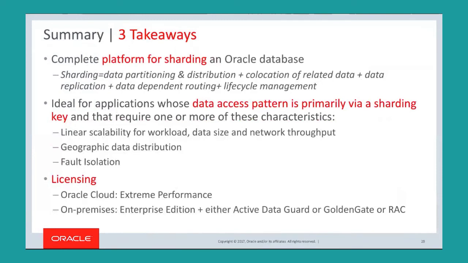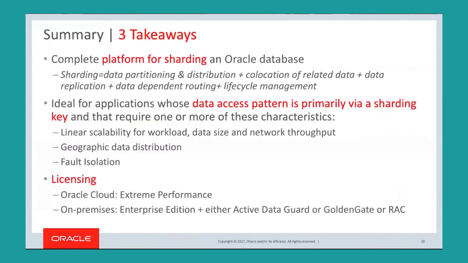Primarily via sharding key. That's when you get the best of a sharded database. If your application is always going to do proxy routing workload, maybe that's not the right one for sharding, right? At least for this release. As long as the data access pattern is via sharding key, you get the best out of Oracle Sharded database. You get the scalability, you get the extreme availability, and then you get the global data distribution.